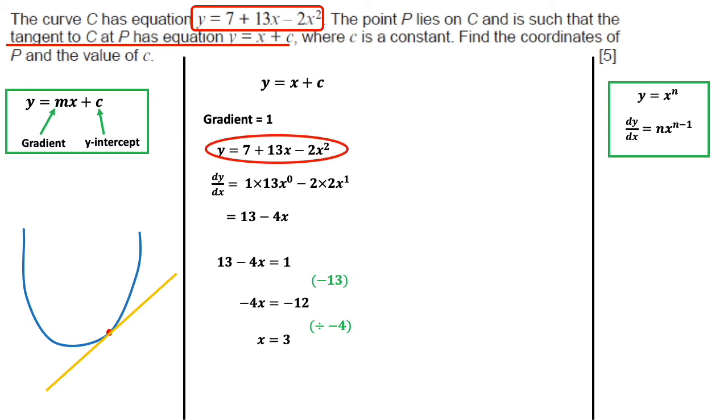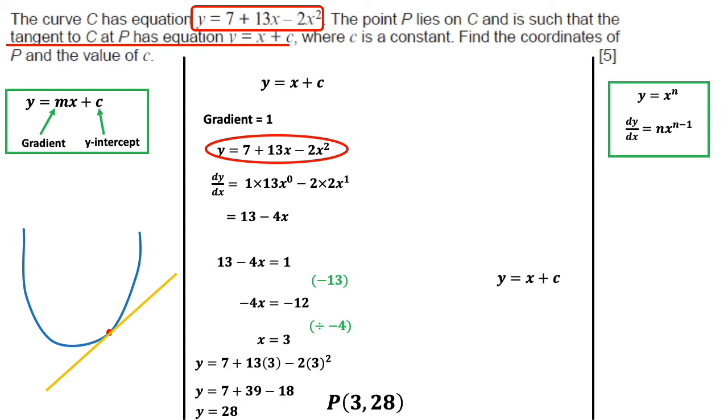If we have a look at the equation of the curve, we do have a formula to work out the value of y. When x is equal to 3, we can work out y by substituting 3 into the equation. So 7 plus 13 times 3 minus 2 times 3 squared, which is 28. So what we now know is that P must be (3, 28).